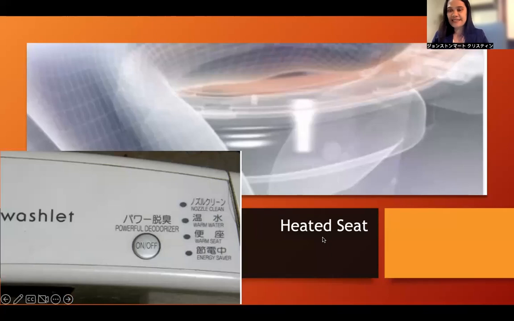Next function is the washlet has a heated seat. Of course, whenever you approach your toilet, the seat warms up with a comfortable temperature. This is important, especially during cold weathers. So this is the button, or this is the kanji for warm seat.